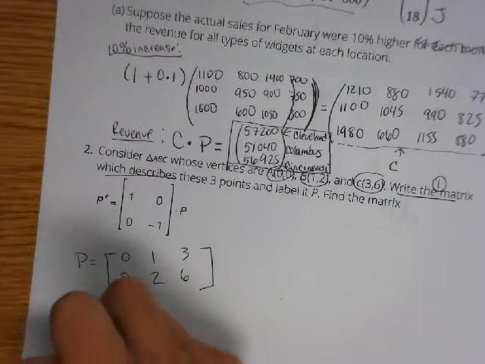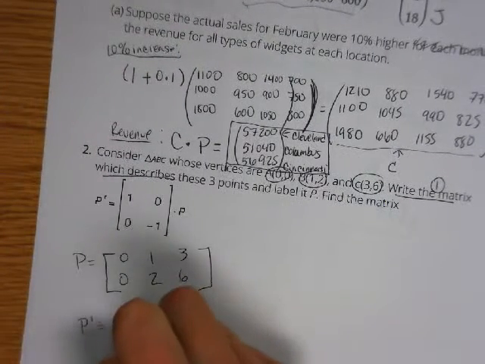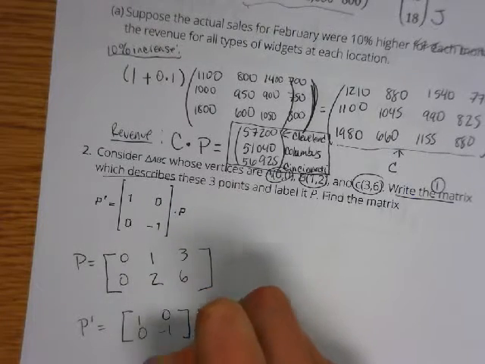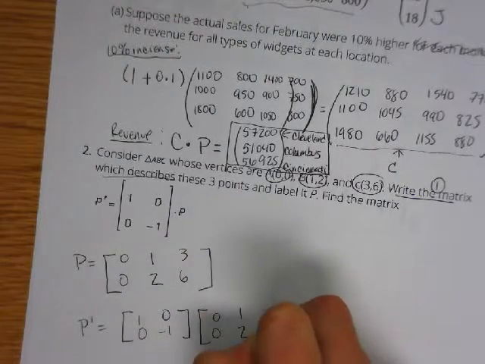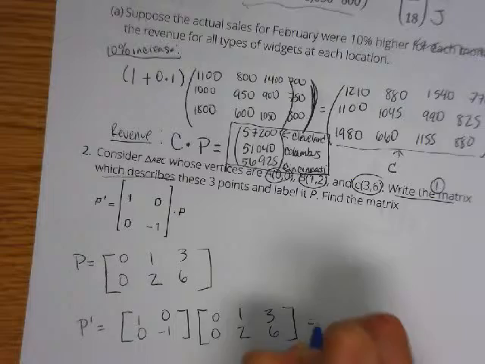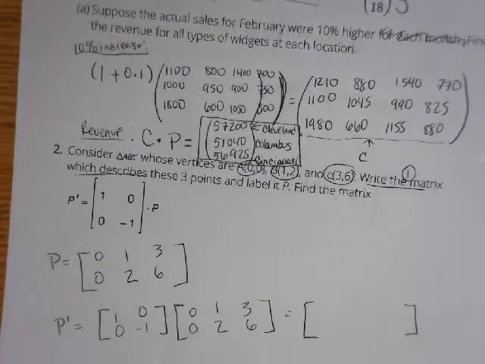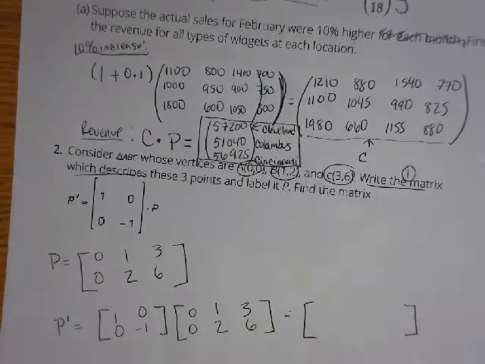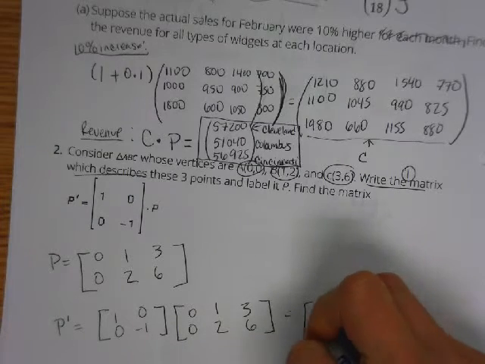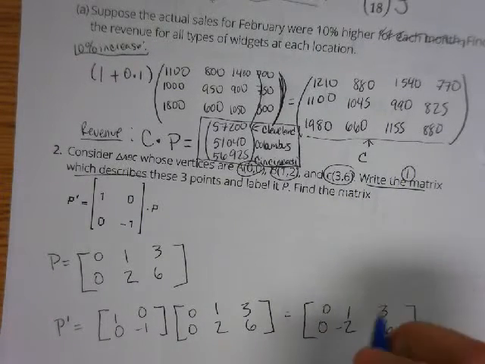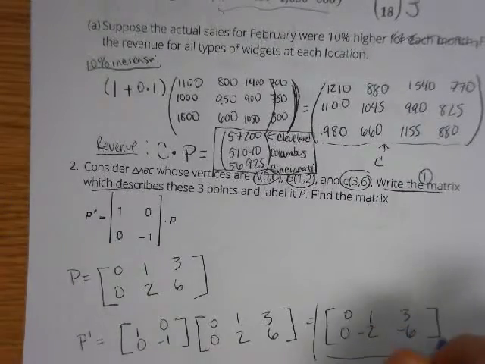And now I need to find P prime, which is 1, 0, 0, negative 1, times 0, 0, 1, 2, 3, 6. And I can just do that in my head, but it's okay if you can't and need your calculator. This is going to be 0, 0, 1, negative 2, and 3, negative 6. That is P prime.